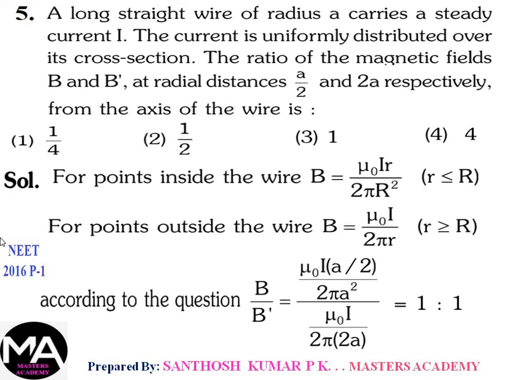Now according to the question, they have asked the ratio of B and B dash, that is B by B dash. The first distance is A by 2, which is less than A, and the second distance is 2A, which is greater than A. Therefore B is mu naught into I into A by 2 pi A square, and B dash is mu naught into I by 2 pi into 2A. On calculating, you will get 1:1. That is, the ratio is 1:1. That is the third option. Answer is 1.